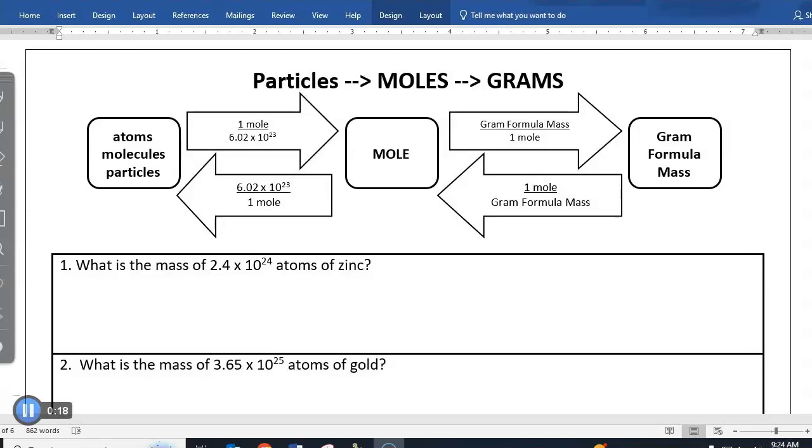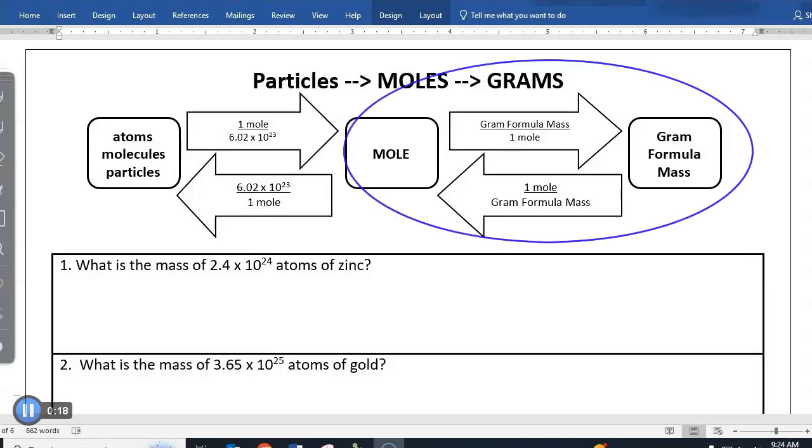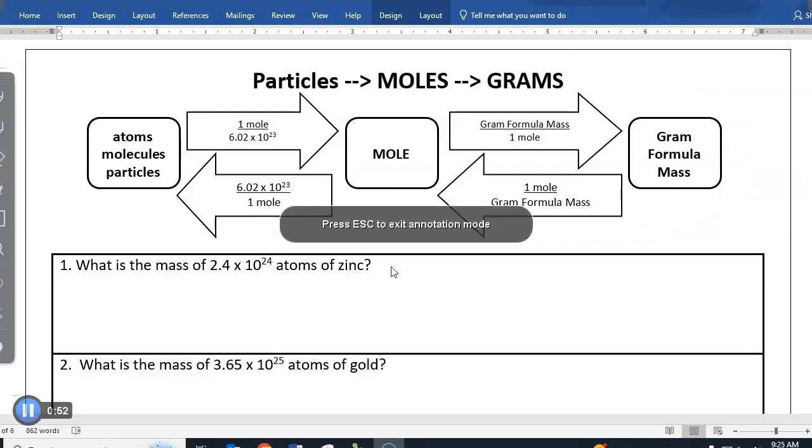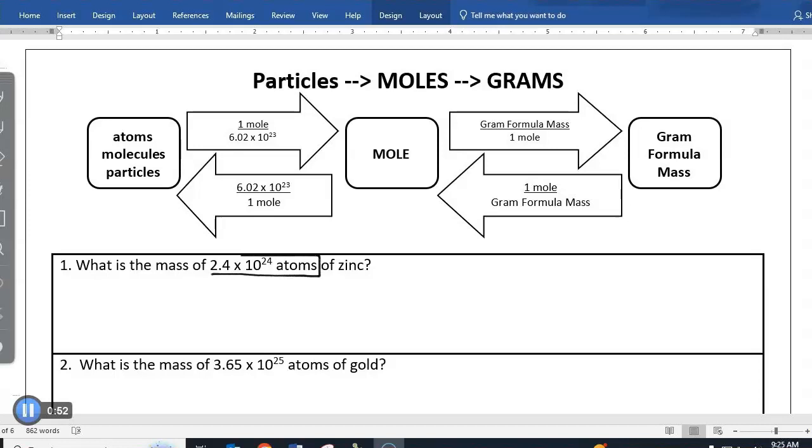And 2 class periods ago, we did grams to mole. So grams to mole, anytime you have grams, you get the grams from where? From the periodic table. That is right. So the first one here, number 1, you always start with what you're given. So read this. What is the mass of this many atoms of zinc?